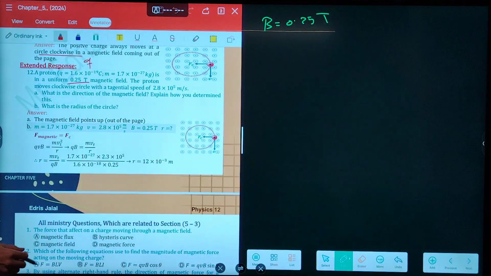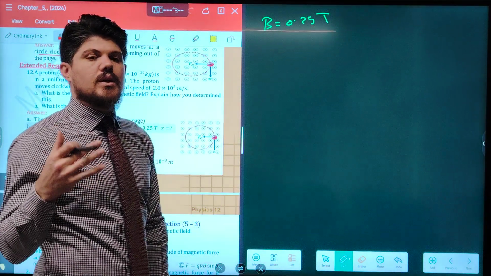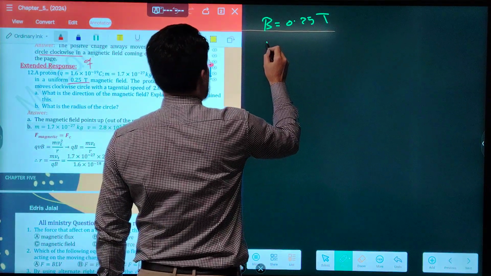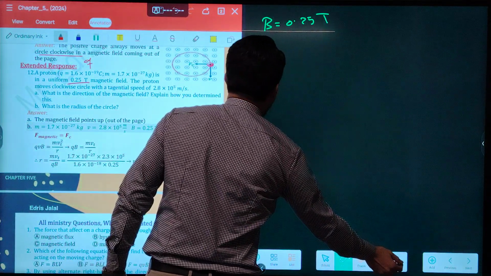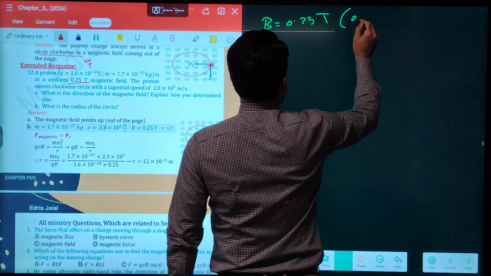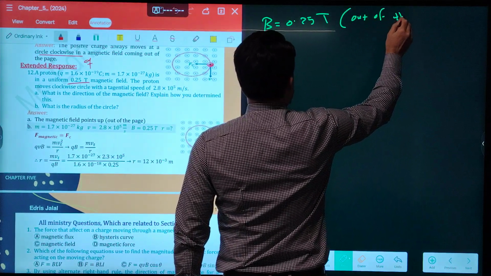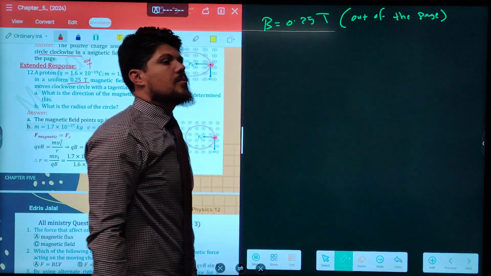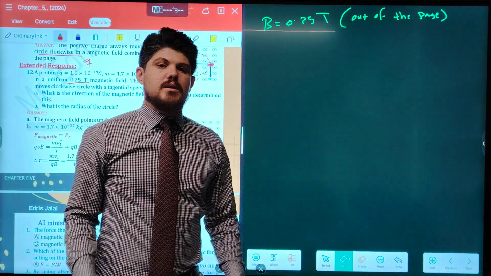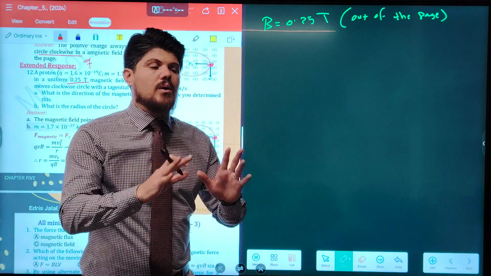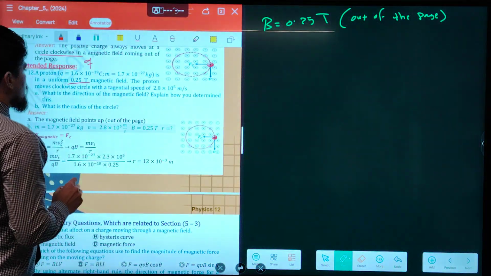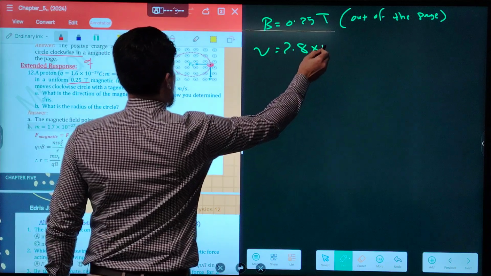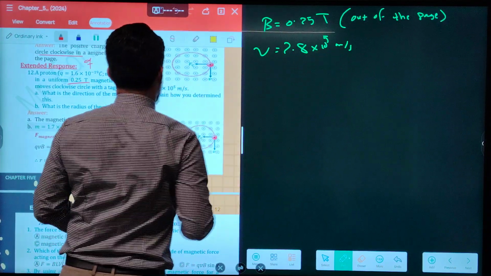The proton moves clockwise. When does proton moves clockwise? When the magnetic field is out of the page. So because the proton moves clockwise, so this magnetic field is out of the page. Why? Because whenever the proton moves clockwise, the direction of the magnetic field should be out of the page. With the tangential speed, so this is the speed, 2.8 times 10 power 5 meter per second.